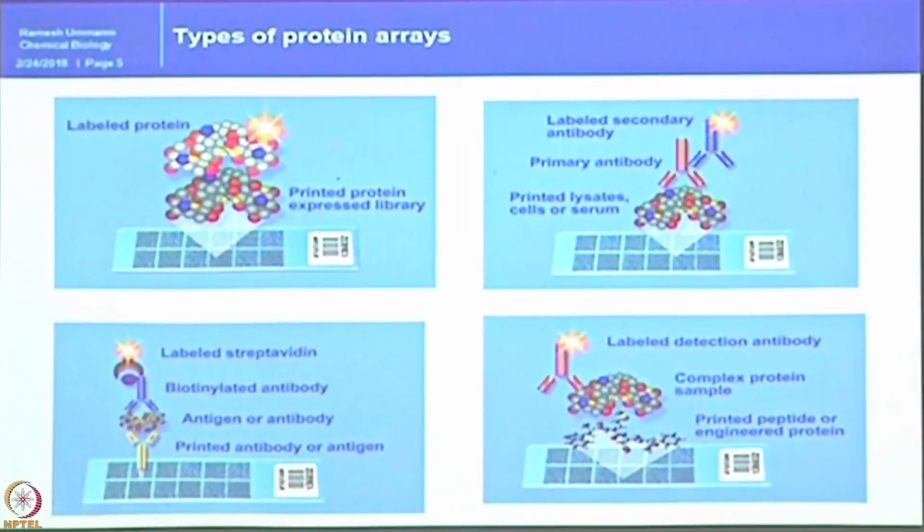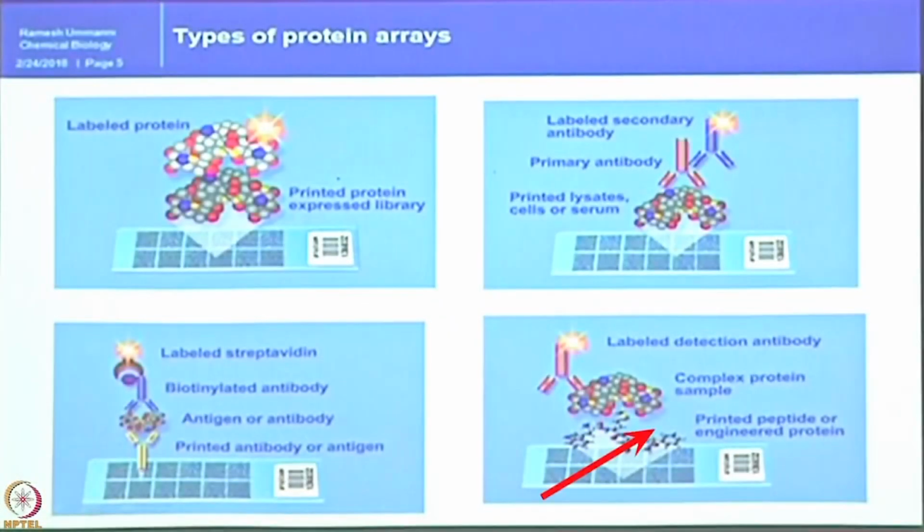After spotting, you add a primary antibody. Then the primary antibody binds to the specific protein of interest in the spot, and then the secondary antibody will detect the signal. So, it is the same, essentially you can call it a dot blot or micro-western blotting approach here.